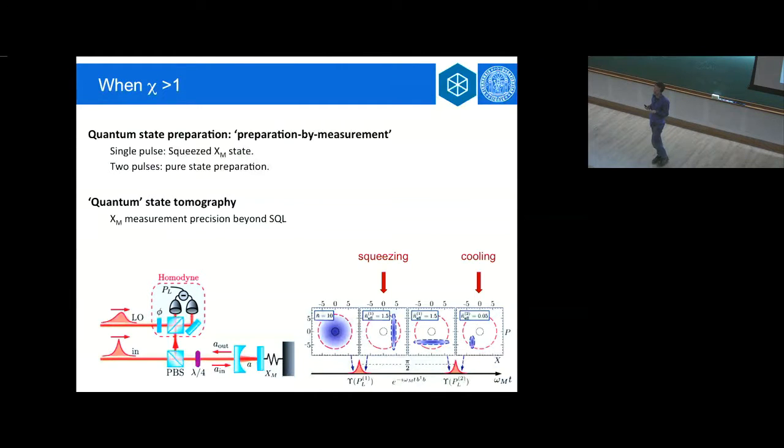I mean, in the end, if one did optimal estimation of the trajectory on the SQL limited, then one would all the time, conditioned on the measurement outcome, also have such a state.